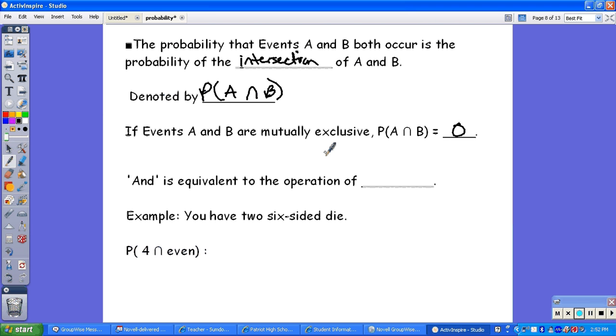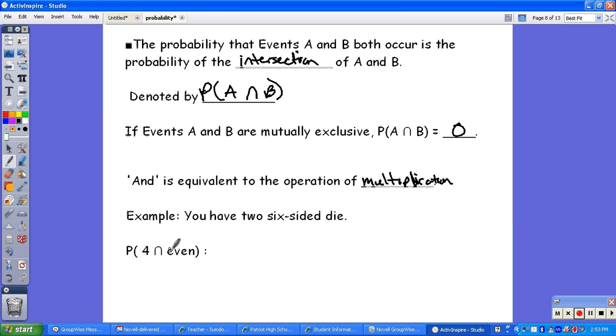So you should know that and is the equivalent of the operation of multiplication. So we're going to be multiplying to get our probabilities here. All right. So we're putting multiplication. So here you have 2 6-sided die. And so what I mean by that is you're going to throw one dice and then you're going to throw another one. Okay, just to kind of clear that up because I know it was a little confusing for me because I was thinking I overthought it. And I do that sometimes as a math teacher.